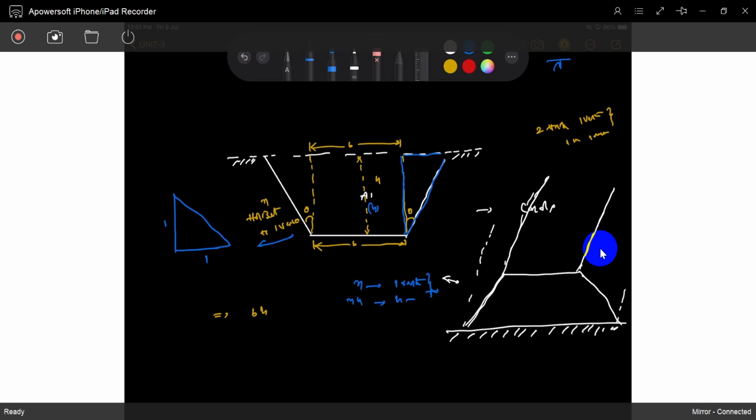If it is 1 vertical to 2 horizontal, or 1 vertical to half horizontal, 0.5. Understood? So this is 0.5, this is 0.5, total 1 maybe. With respect to the vertical, how much is provided horizontally? That is the slope.